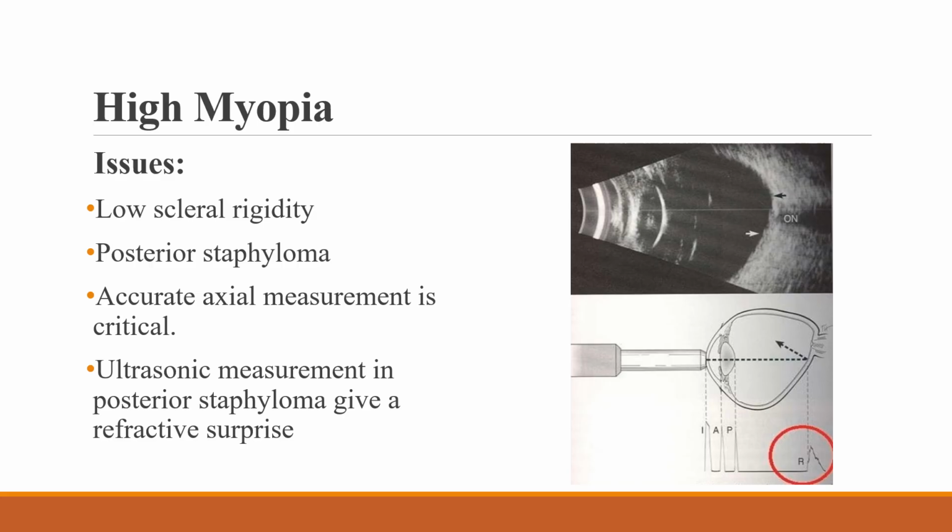Another issue is high myopia. Here the issues are low scleral rigidity, posterior staphyloma, and that axial measurement is critical. Ultrasonic measurement in posterior staphyloma gives a refractive surprise. We can see the irregular shape of the eyeball due to posterior staphyloma.